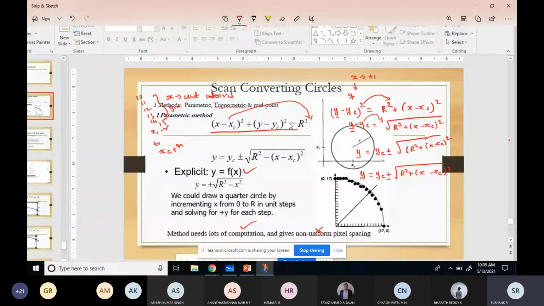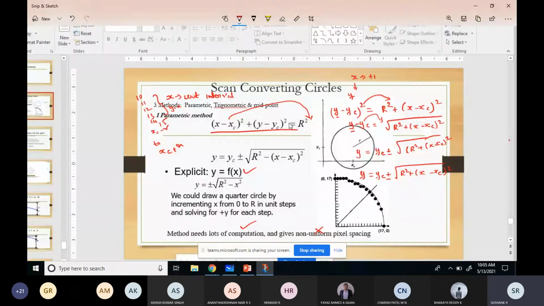You can also try to eliminate this by changing x and y axis, but then the computation and the processing will be more. And if you want to eliminate the spacing, you can go with polar representation.